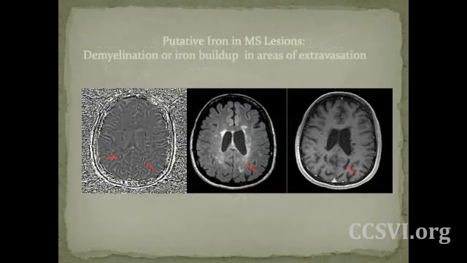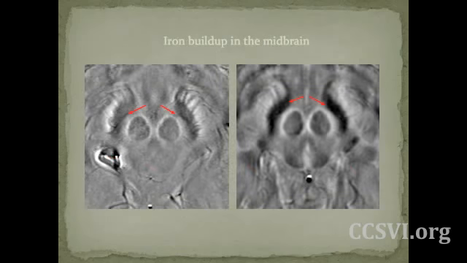Next, I'm going to show a few different images about iron in the brain using susceptibility weighted imaging. Here on the far right, we see the MS lesions, and they appear dark because this dark signal is iron within the brain. We see iron buildup in the midbrain. On the right, we have a patient who has normal iron levels in the substantia nigra, here and here. And on the left, we have a patient who has very high iron, and it's a very dark signal.